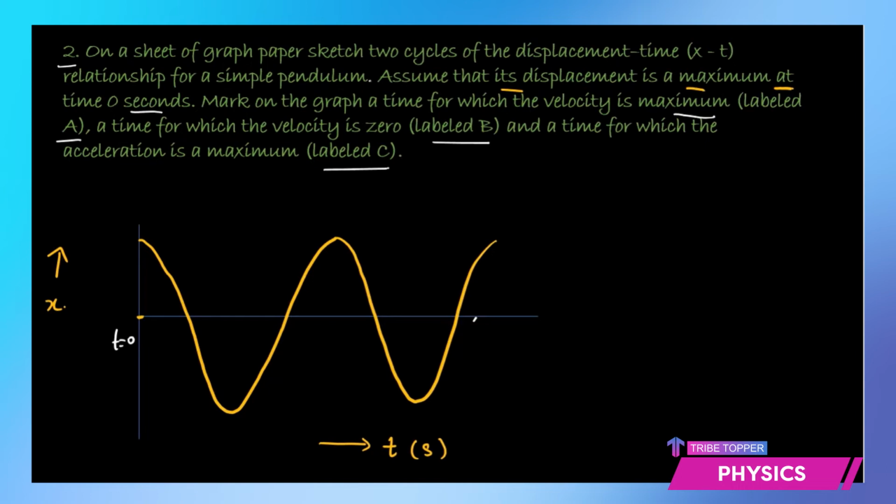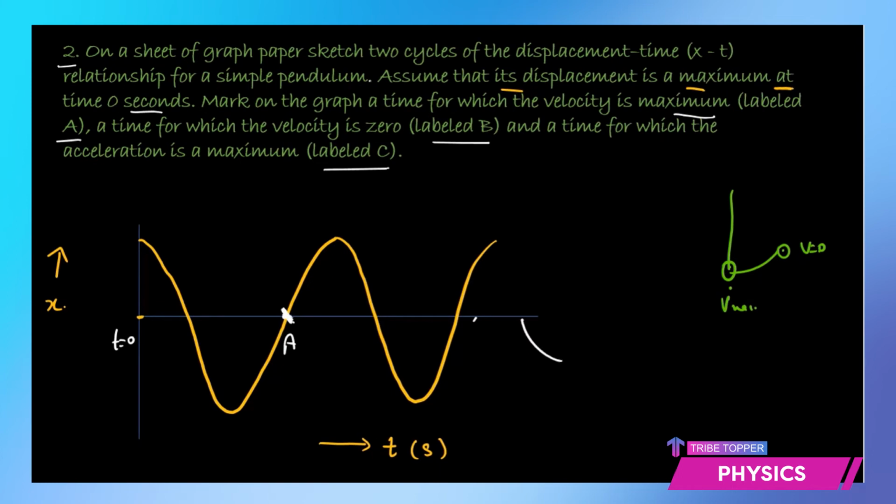Now mark on this graph a time for which the velocity is maximum, and we have to label it as A. As we have already learned, in case of a simple pendulum, when a pendulum is oscillating, at the extreme positions the velocity is 0, and at the mean position the velocity is maximum. But it will be maximum at this position, not here, because here it is going towards the negative direction. We have to take this side, when it is going towards the positive direction. When x is going in the positive direction, it is directed to the right, so it will be a maximum velocity. So we will label this point as A. This refers to the mean position, right?